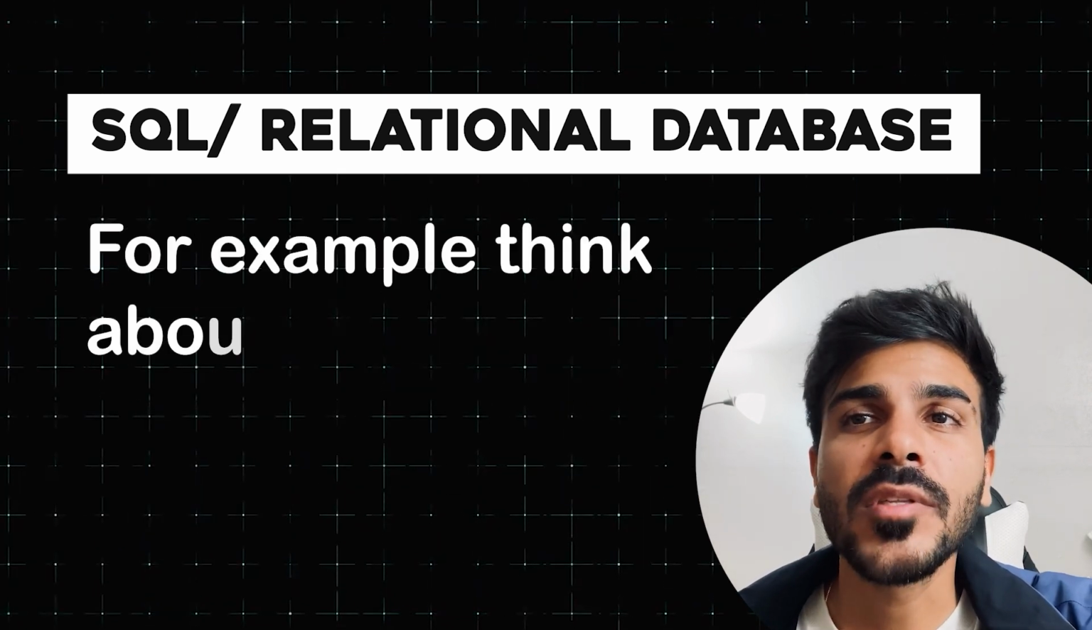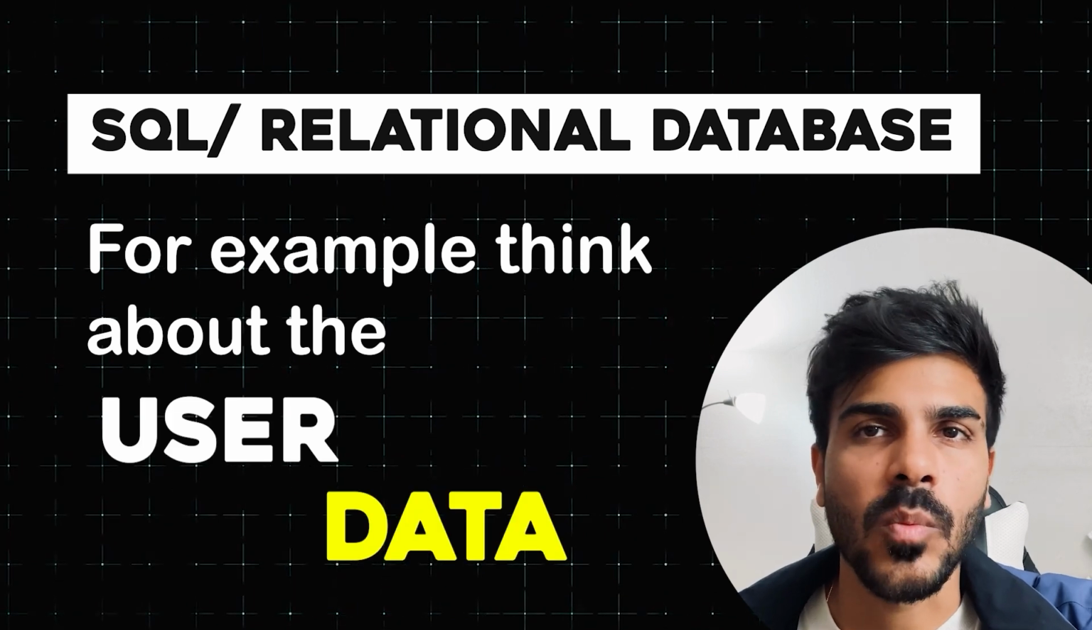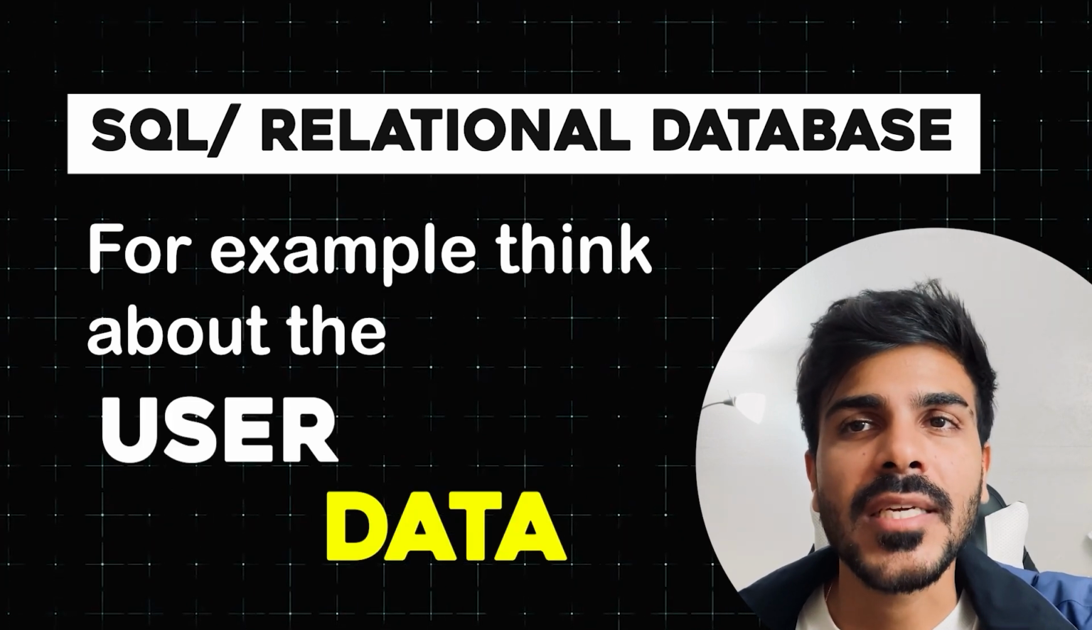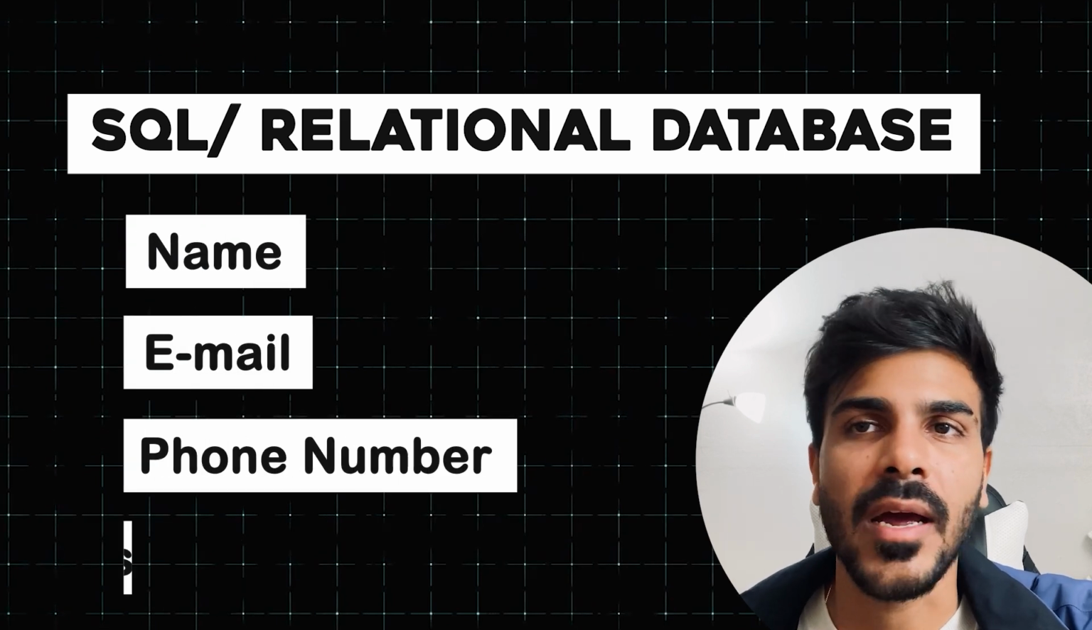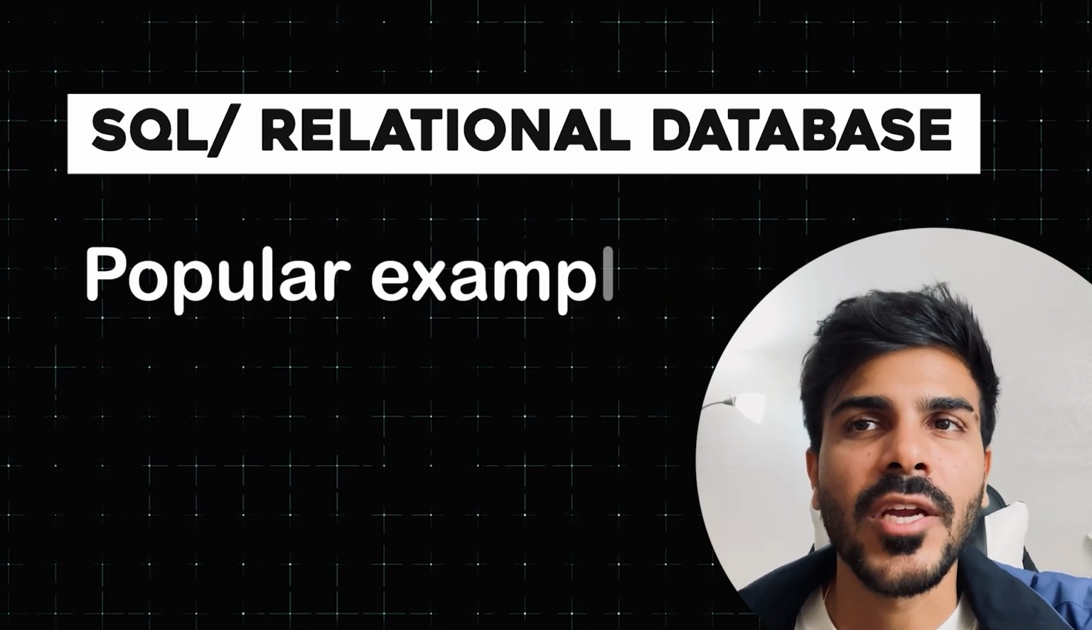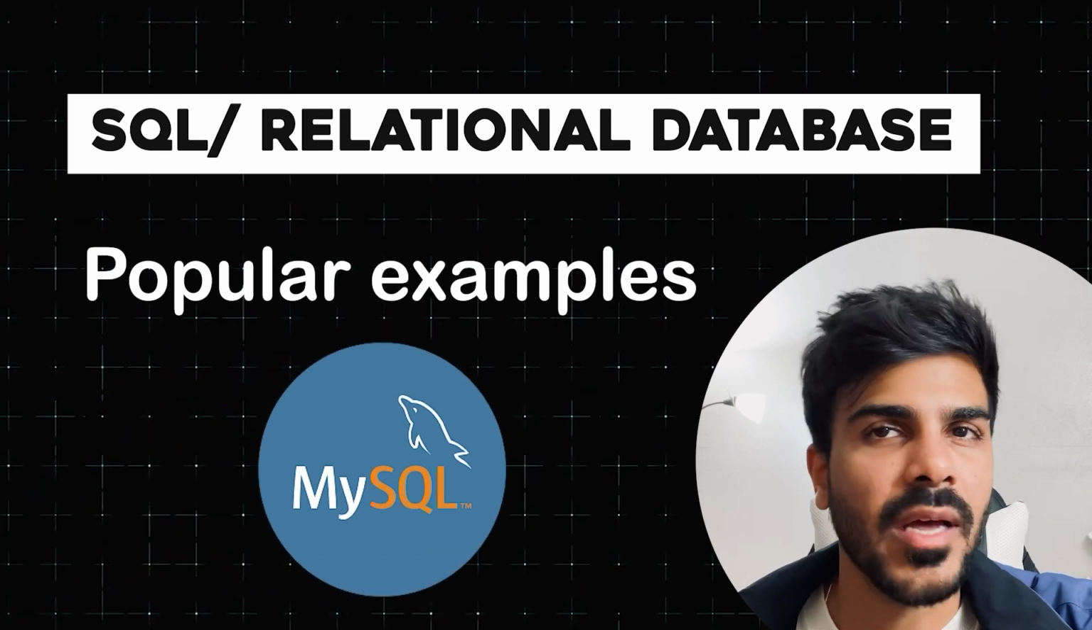For example, think about the user data. It's structured. Why? Because it can be organized into predefined fields like name, email, phone number, and address. Some popular examples of relational database are MySQL and PostgreSQL.